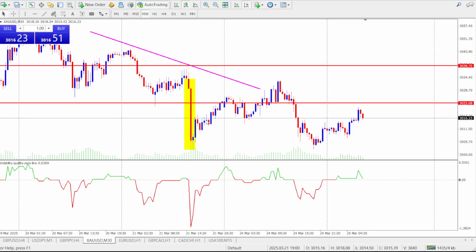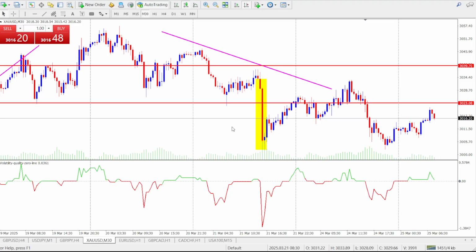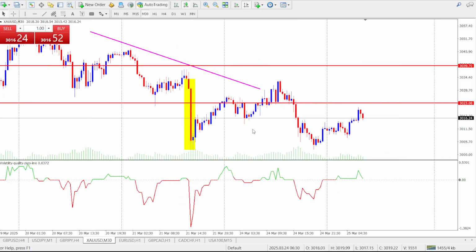Now, not every signal should be taken. One way to filter out bad trades is to check the distance between the last high or low and the new signal. If the distance is too large, it might mean the market has lost momentum and the trade could be high risk. By using this approach, traders can avoid getting caught in weak trends or choppy markets, increasing their trade accuracy.